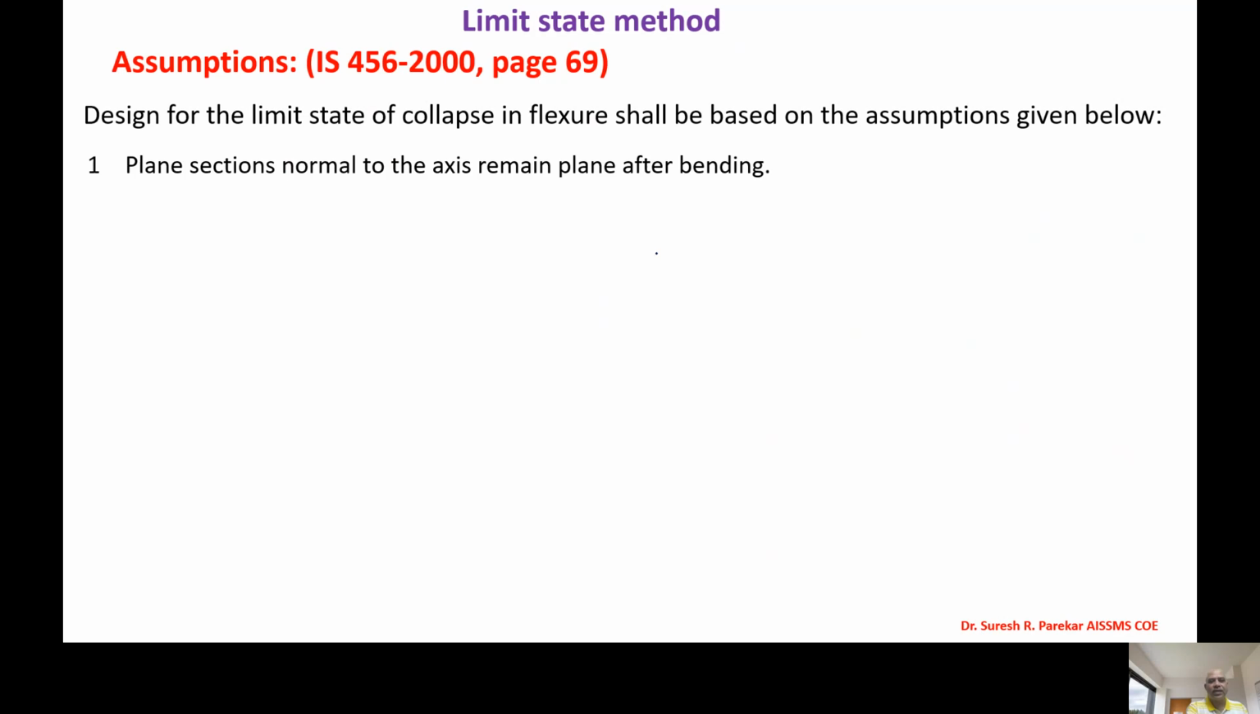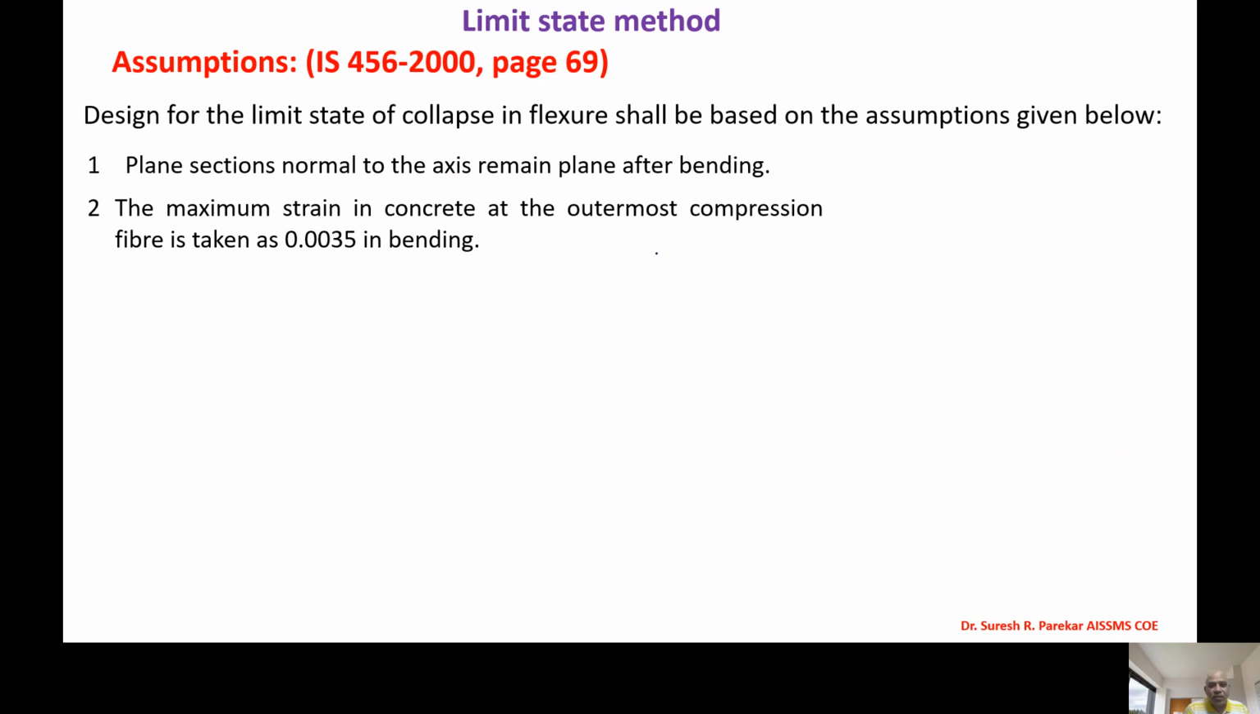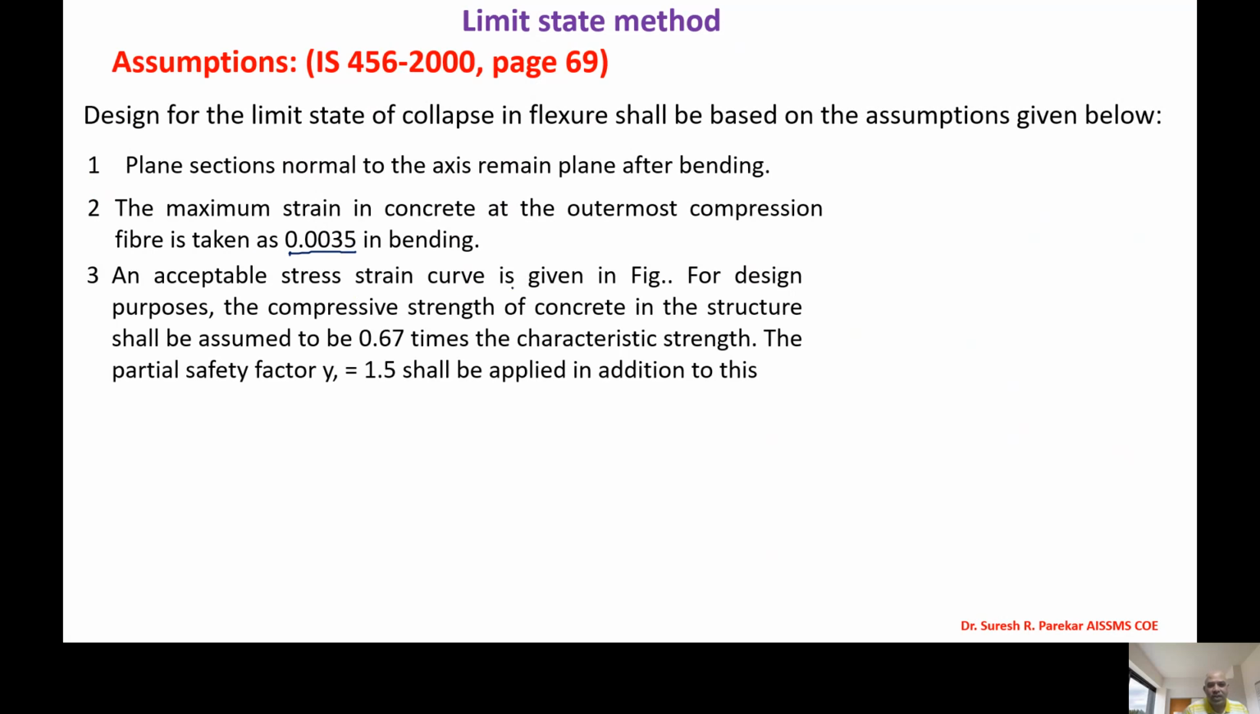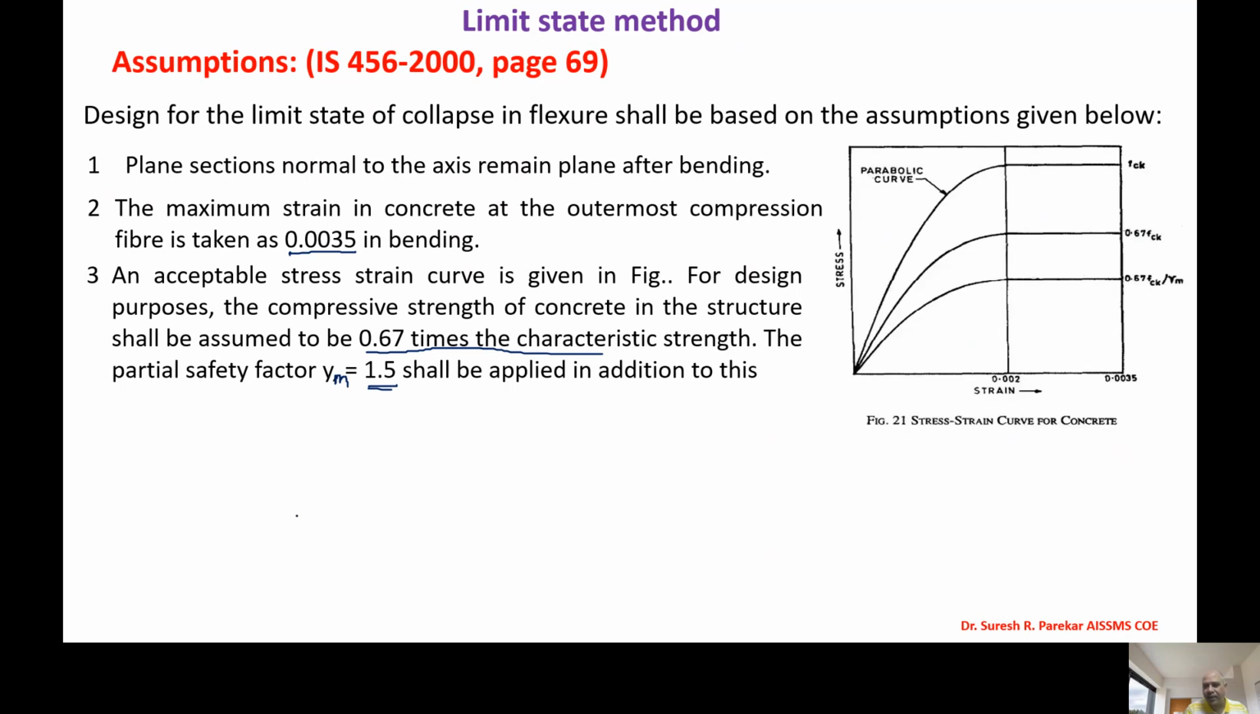But if we switch over to the limit state method, we have these assumptions. First, a plane section remains plane after bending. Then, most important, the maximum strain in concrete at the outermost compression fiber is taken as 0.0035. Then an acceptable stress strain curve is given in the figure. The design strength of concrete shall be assumed as 0.67 times fck, which is given in the assumption, and gamma m is given as 1.5. Now you just see the stress strain diagram.